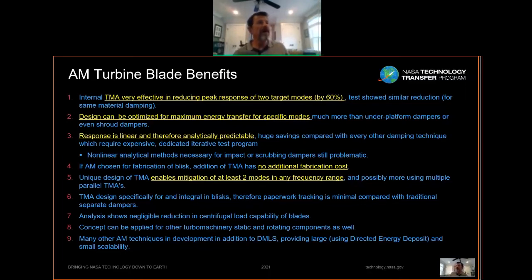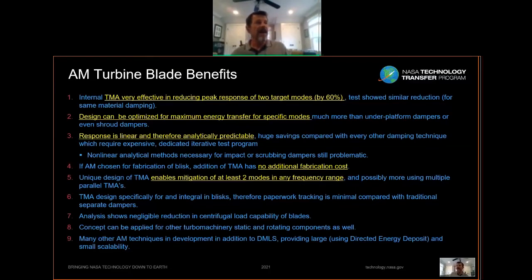Paperwork tracking is minimal, and that's just an advantage of blisks. It doesn't really hurt the centrifugal load capability. You might think you have a loss of cross section, but it's actually quite small. And a big deal is that you could implement this concept not just on turbine blisks, but on all kinds of other structures in turbo machinery, static hardware, and other rotating hardware as well, in the pump side, or in the static vanes or the static nozzles. Anywhere you've got a vibration problem, you could implement this.